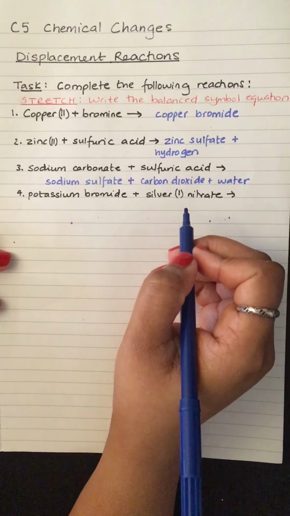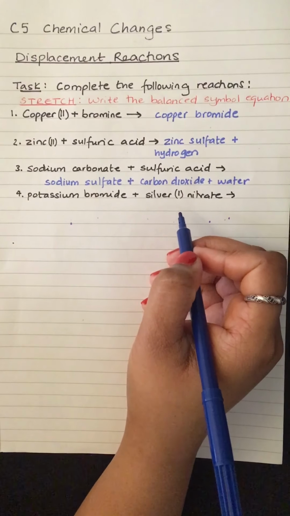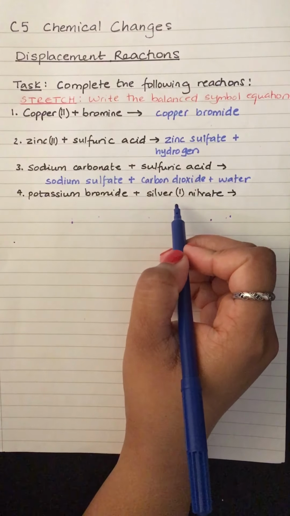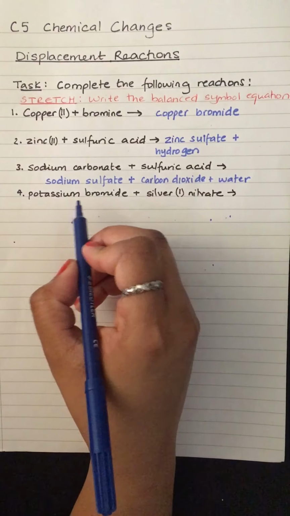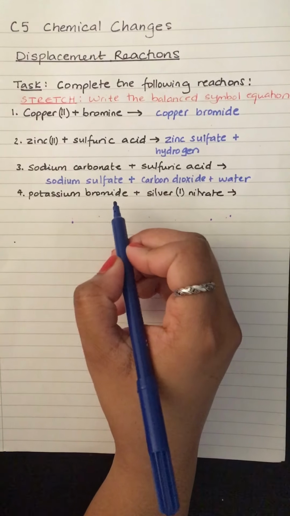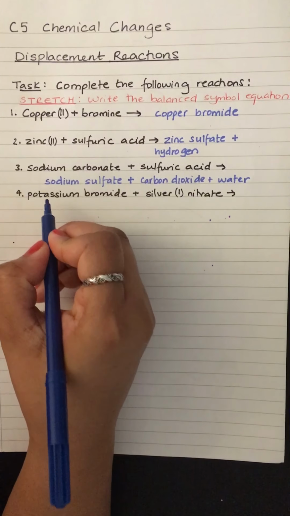This is actually a really good example of what we call a displacement reaction. We've got potassium here, which is more reactive than silver. So what's going to happen is the potassium is going to displace the silver and form potassium nitrate and silver bromide.